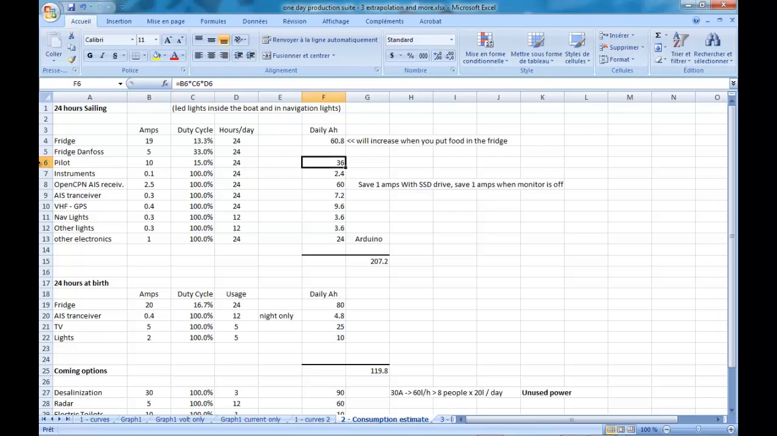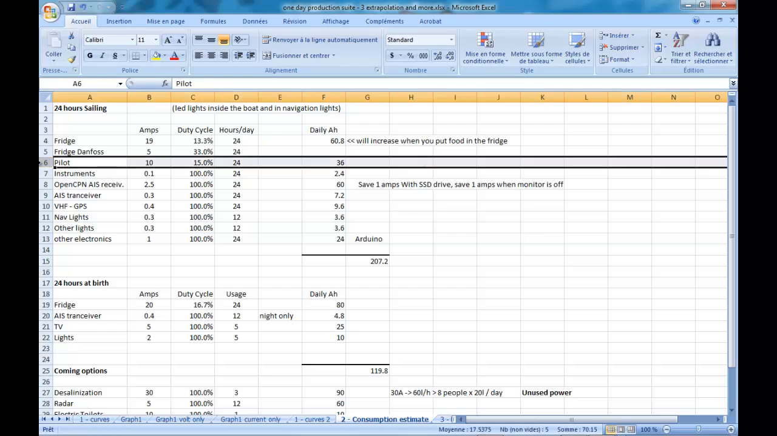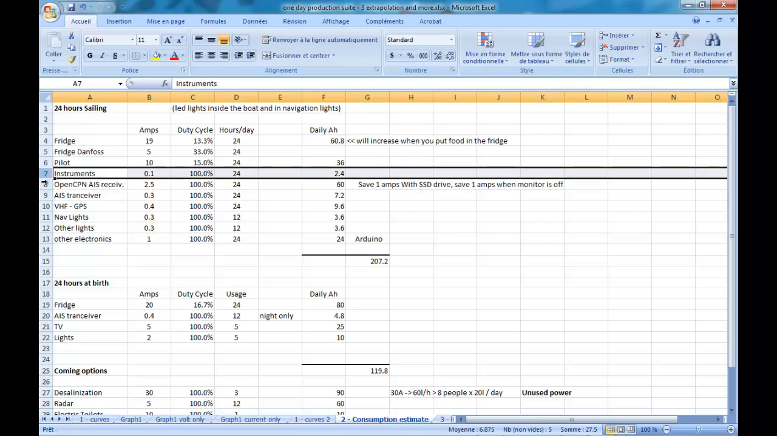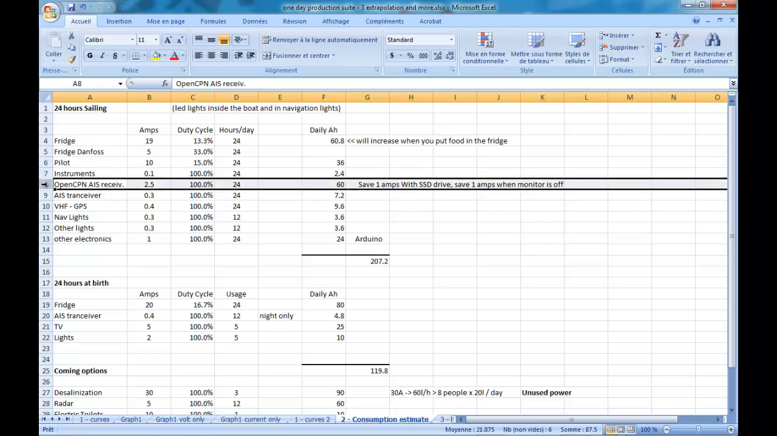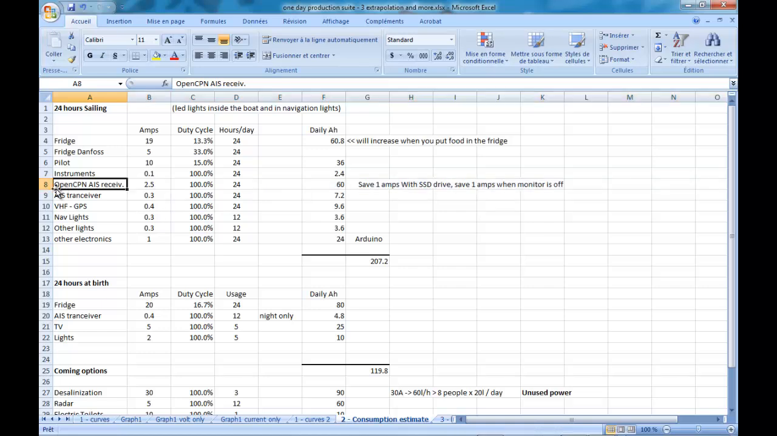Now if you are in a storm, or in difficult sea, with a lot of waves and a lot of wind, that can increase also. Now the instruments are virtually nothing, and the other big thing is the computer, the navigation computer. It's a PC.